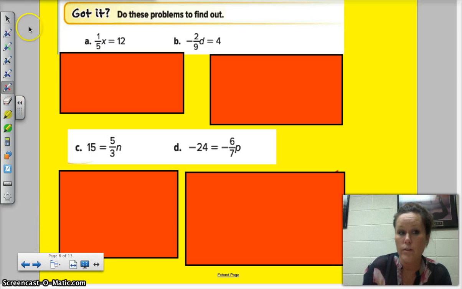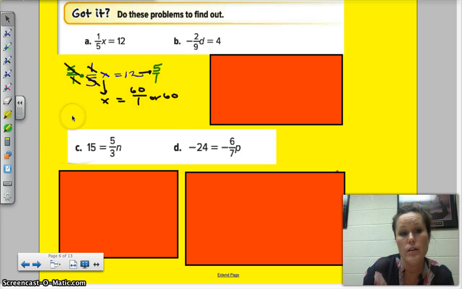Okay, hopefully you have come up with these answers. I will show you the work. Notice how here I multiplied by the reciprocal, 5/1. Same thing on the other side of the equal sign. I ended up with x equals 60/1, or 60.